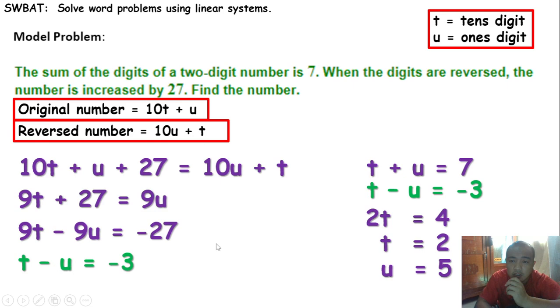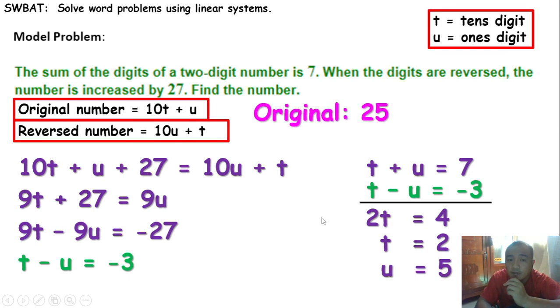Substitute here, equation 1 or 2. Okay. So since T is 2, 7 minus 2 is 5. Yes, that's the value of U. T is 2, U is 5. That means the tens digit is 2, the units digit is 5. That means the number is 25.